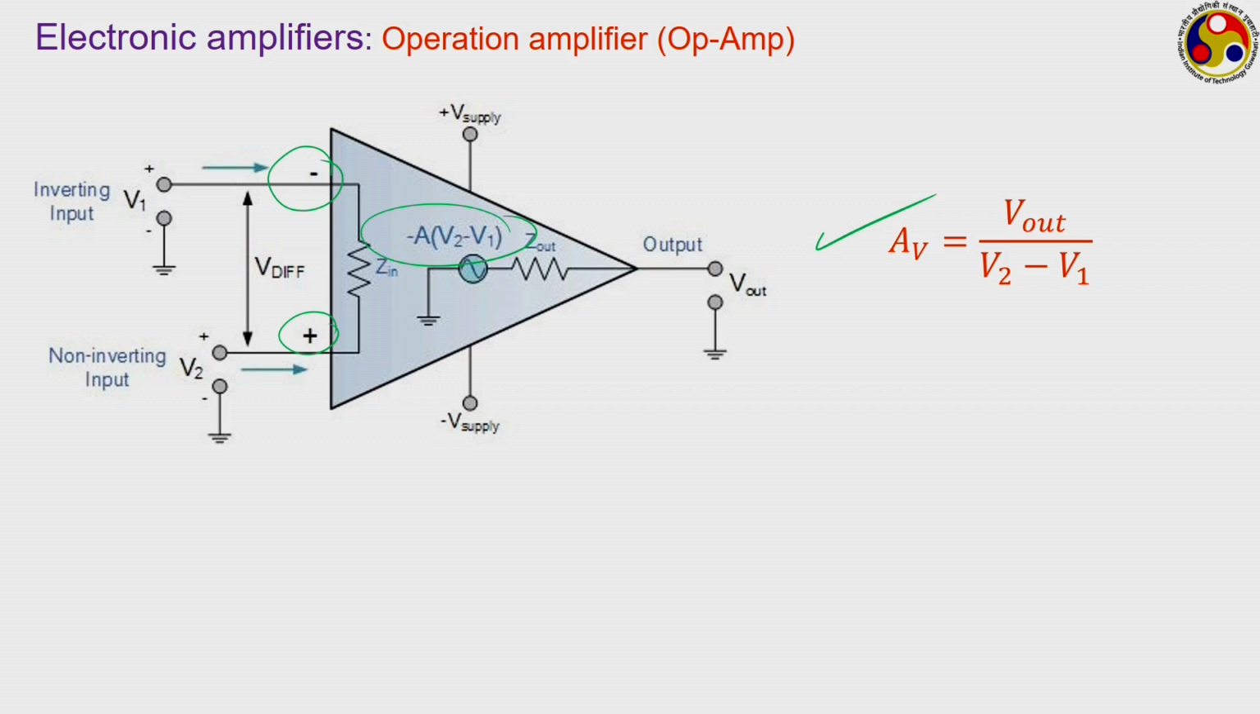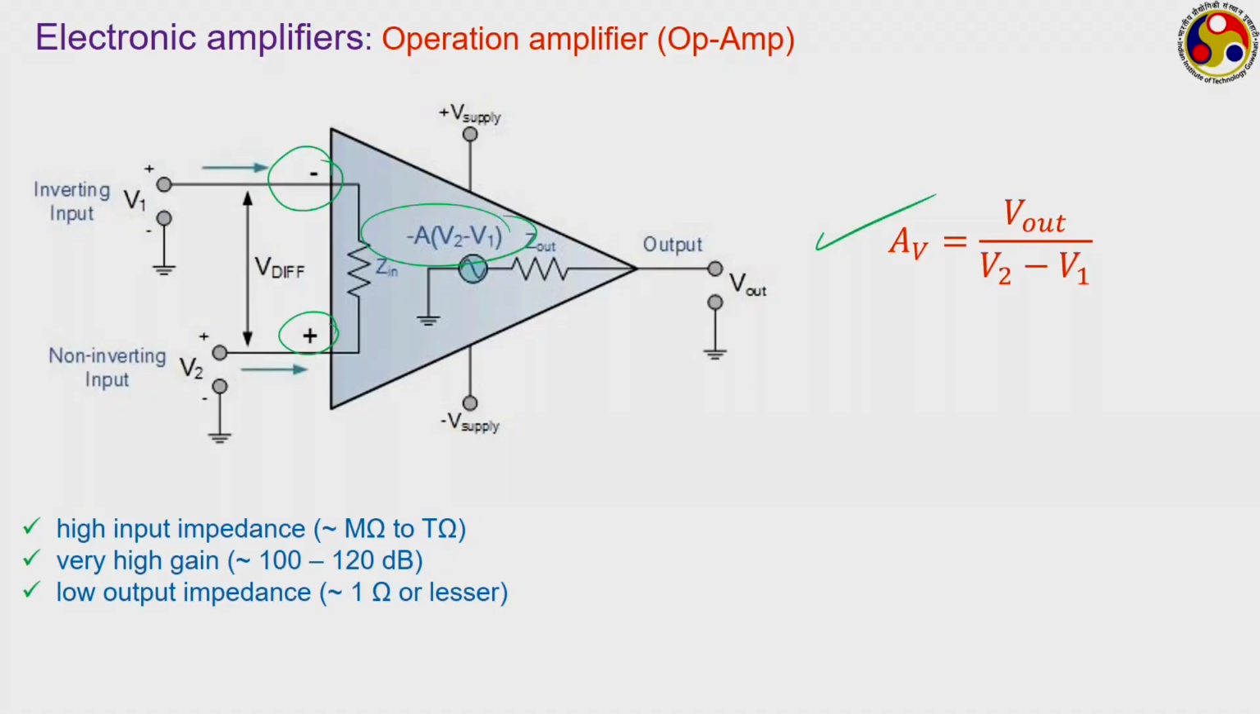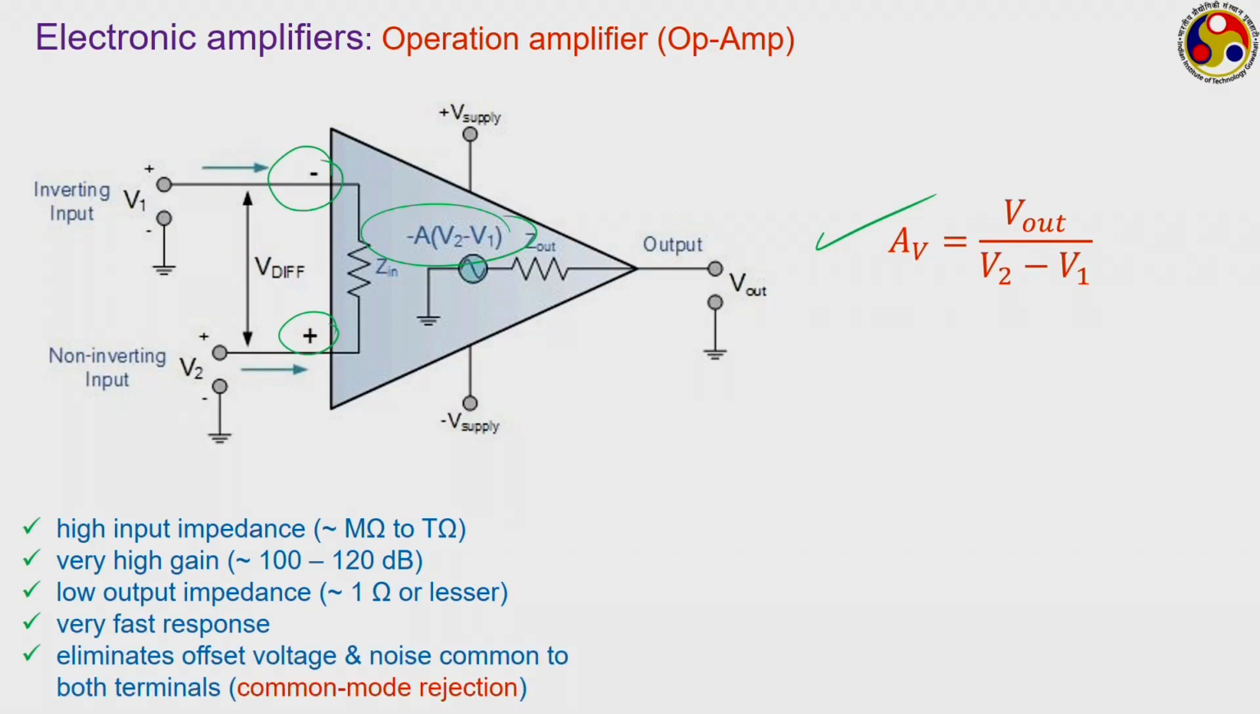It has several advantages, like very high input impedance, which can range from mega ohms to even tera ohms, that is 10 to the power 12 ohms. Very high gain, 100 to 120 dB, is not uncommon with these op amps. Low output impedance is another advantage, which can be 1 ohm or even less. We also get a very fast response, and it eliminates offset voltage or noise common to both the terminals, which is commonly known as common mode rejection, thereby providing a noise free output.